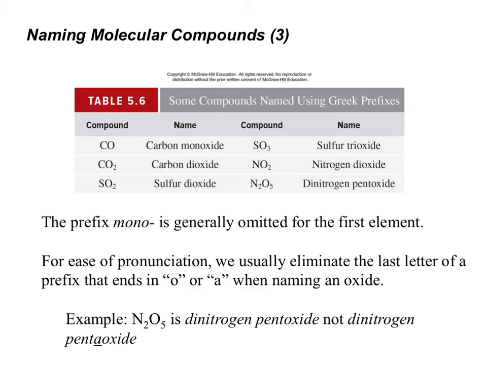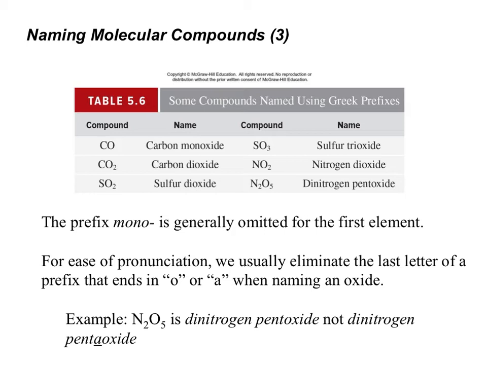Well, carbon monoxide, mono is 1, so monoxide is 1 oxygen. Carbon dioxide, there are 2 oxygens. Sulfur trioxide has 3 oxygens, and say dinitrogen pentoxide has 2 nitrogens and 5 oxygens. The prefix mono is generally omitted for the first element. Otherwise, carbon dioxide would be monocarbon dioxide.